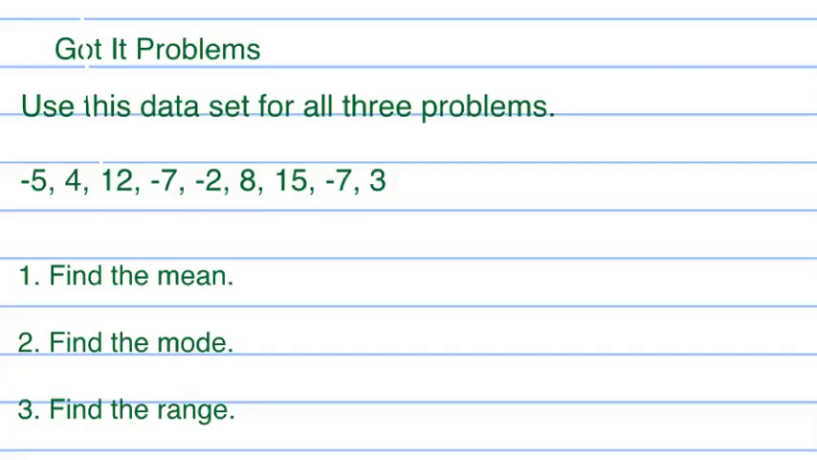Okay, here are the Got It problems for this video. You need to put this data in order, probably numerically from least to greatest, and I want you to find the mean, the mode, and the range of this data set. Be careful with the negative numbers and range. You may have a double negative. Okay? All right, good luck on these, and we will talk about them tomorrow.